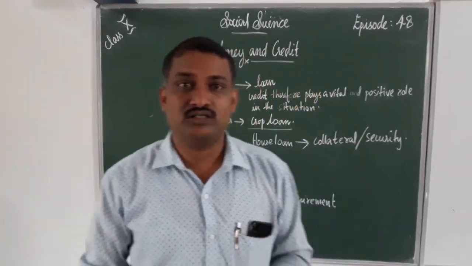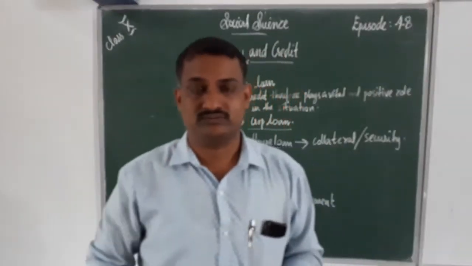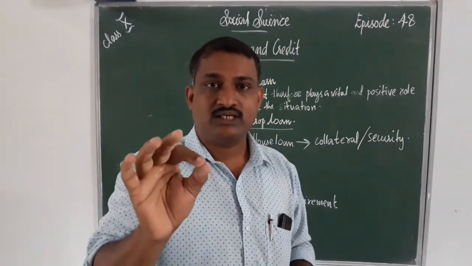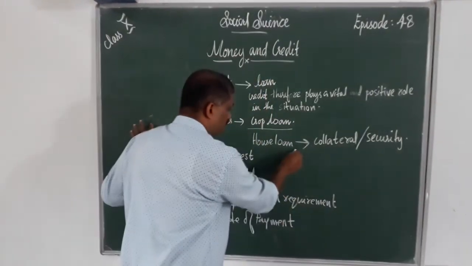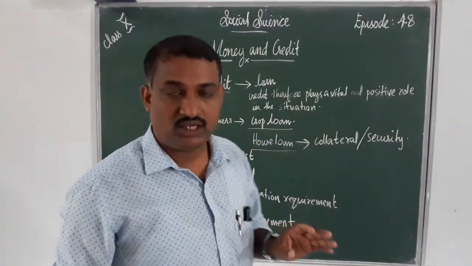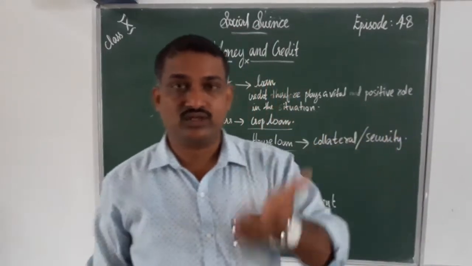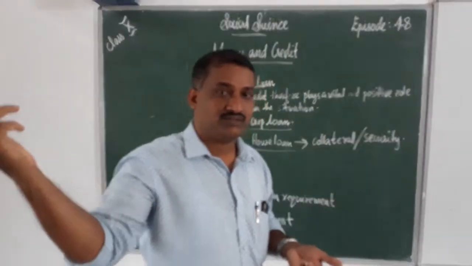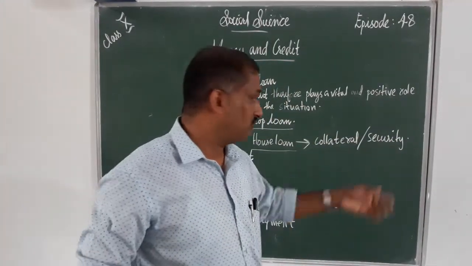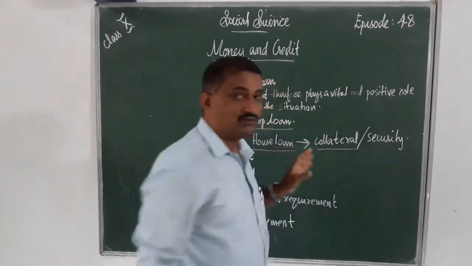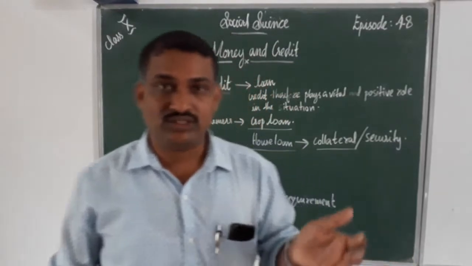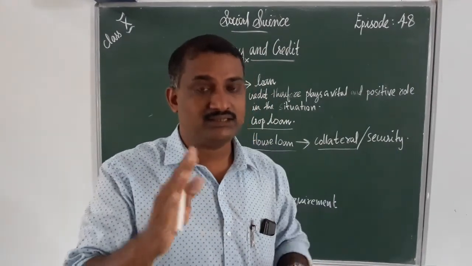Suppose you want to construct a new house, so you can borrow money from the bank. That we can call a house loan. You will get a house loan from the bank, but you have to submit certain things. That we can call collateral or security. Sometimes the bank needs security.